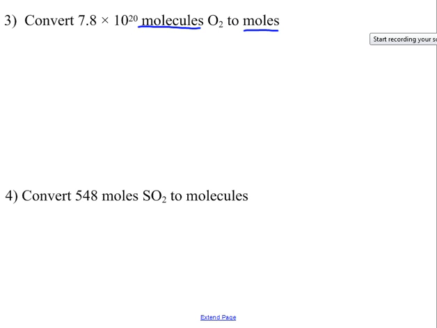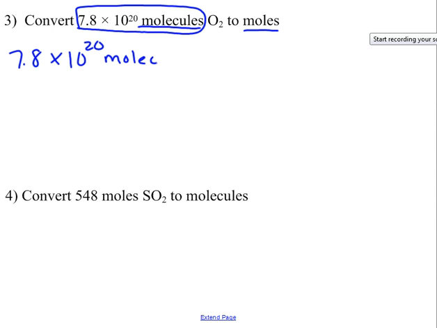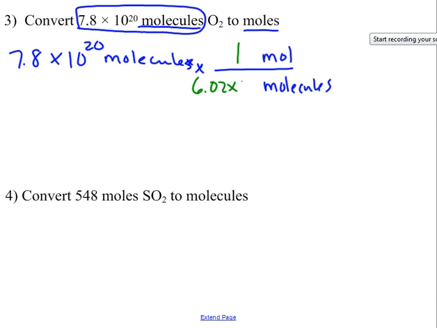All right, so single step problem. Start with the number you're given, 7.8 times 10 to the 20 molecules. One step problem, so set up a single fraction. The unit of molecules will go in the denominator. We're trying to go to moles, so we'll put moles up top. You're always going to have 1 next to the mole. 1 mole is going to be equal to 6.02 times 10 to the 23 molecules.